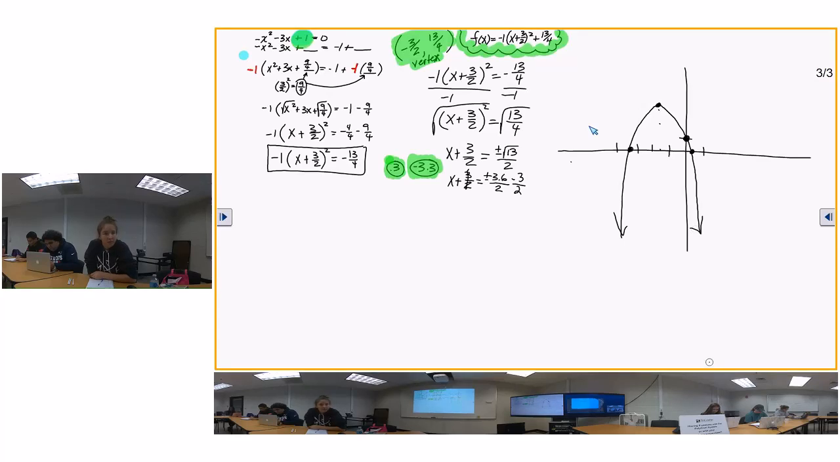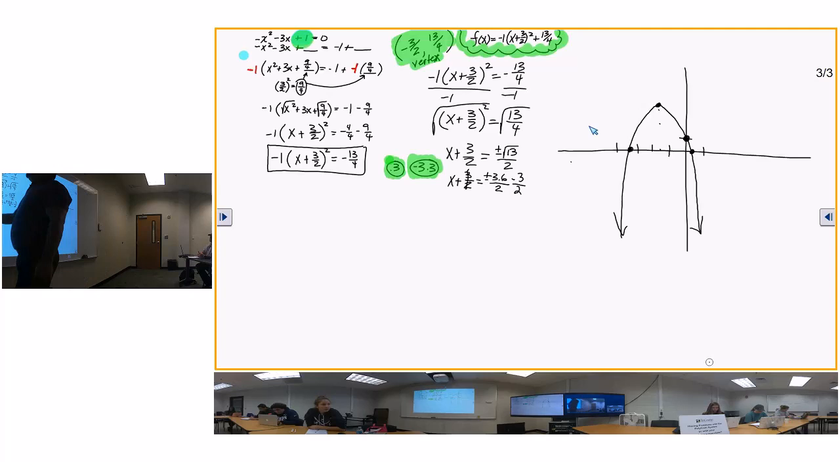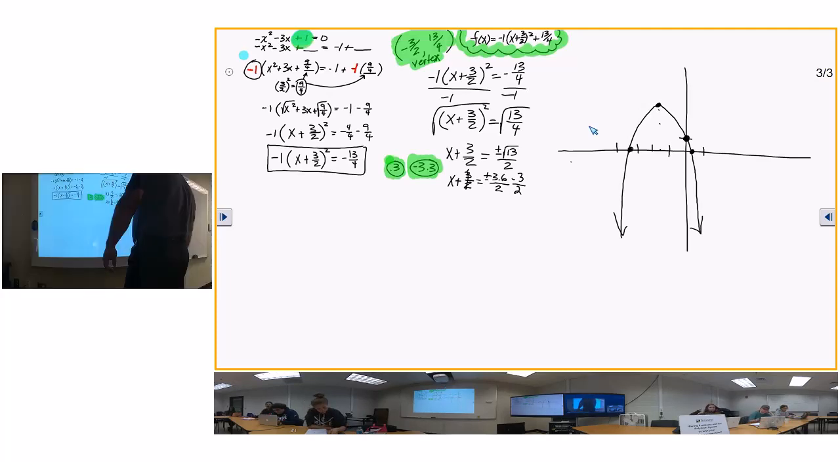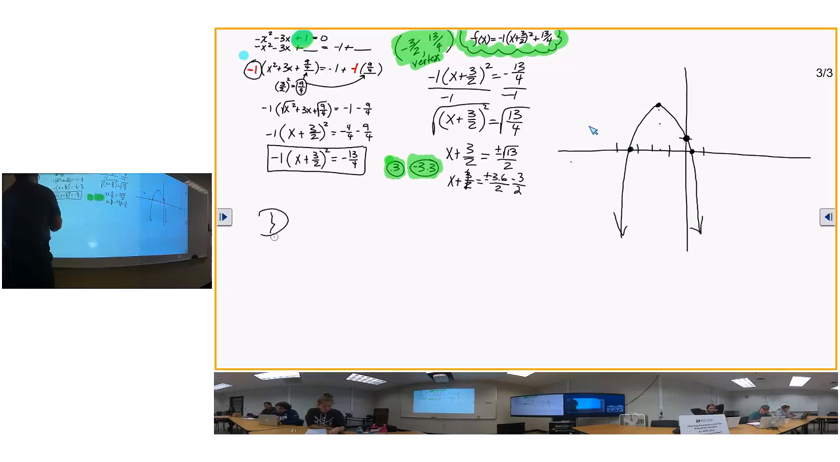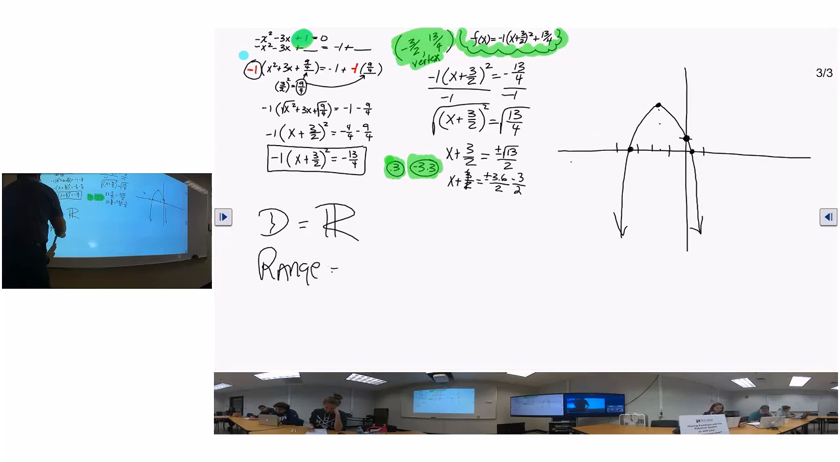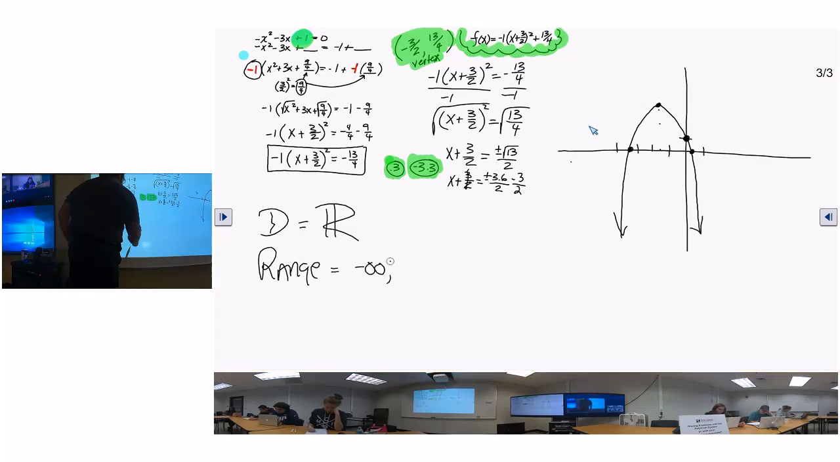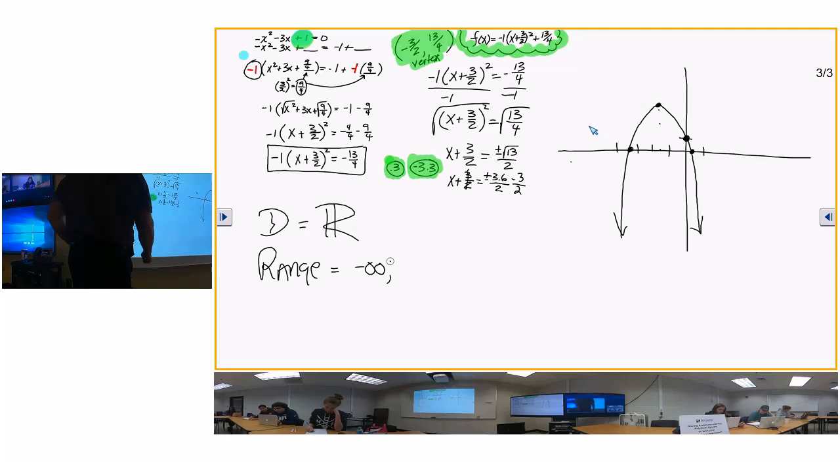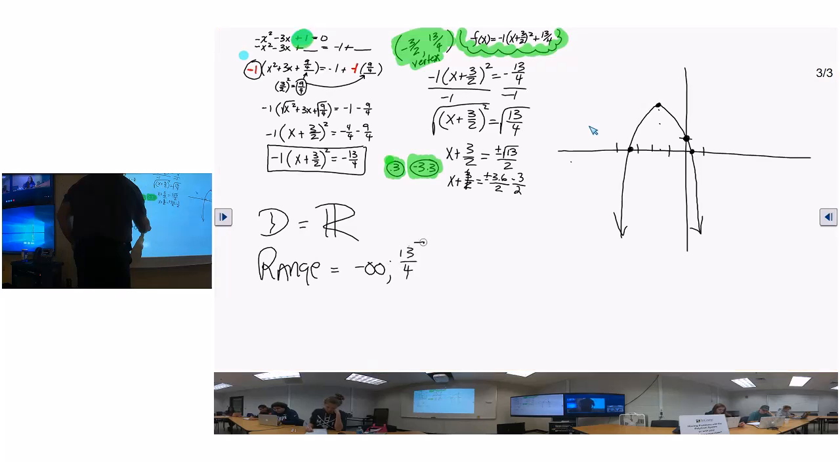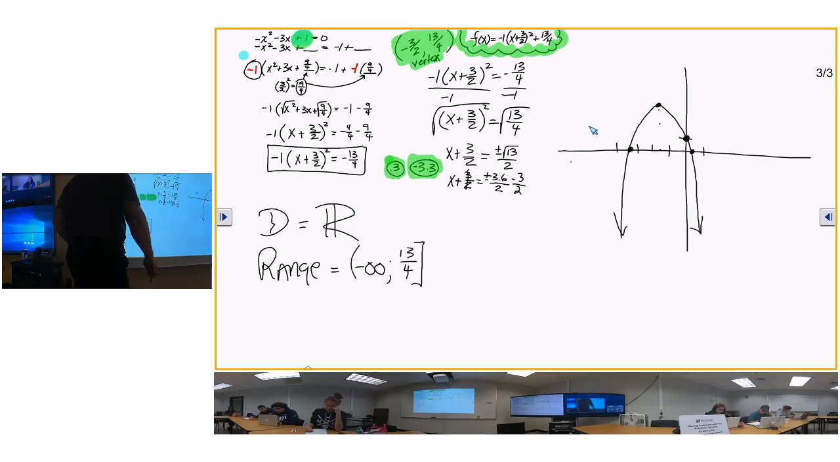Why is it open downward? Because we have a what here? You have a negative 1 leading coefficient. So let's do our domain and range. Domain is equal to all reals, because all of these are going to be all reals. Range is going to be from negative infinity to our y on our vertex, 13/4. It includes the vertex because it stops there. It includes the y, so I put a bracket.